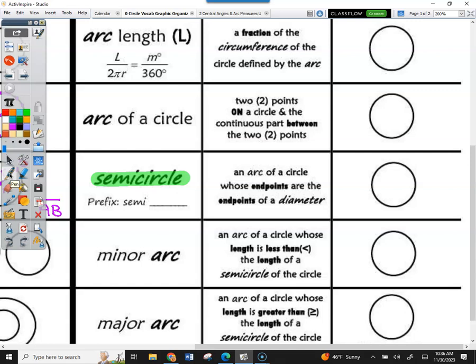The prefix, meaning the word in the front, semi, means half. When you hear of companies having semi-annual sales, it means the sale is halfway through the year. So semicircle, half a circle.